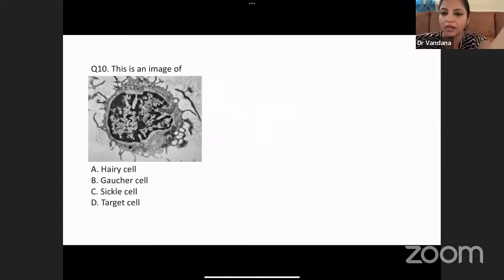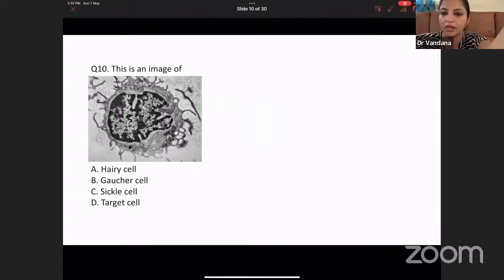This is an image. I had posted this image, I think on the Telegram quiz, a few days back. This is typical hairy cell, guys. Whenever there was a hemat quiz, this was one of my favorite electron microscopy images. You can see these hairy projections which are coming out. That's a very, very typical electron microscopy of hairy cell.